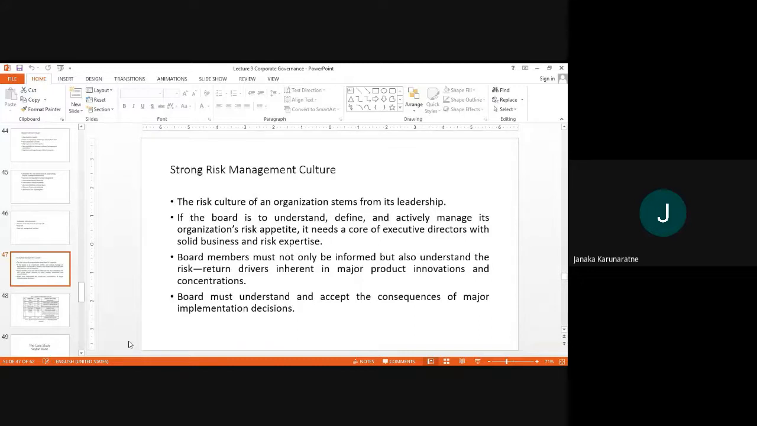Then the board must understand and accept the consequences of major implementation decisions. So whenever they take a decision, they should know what the consequences would be once those decisions are implemented. Before taking decisions, they must know the consequences. If they don't know, they must get adequate advice from the KMPs or the executive directors.